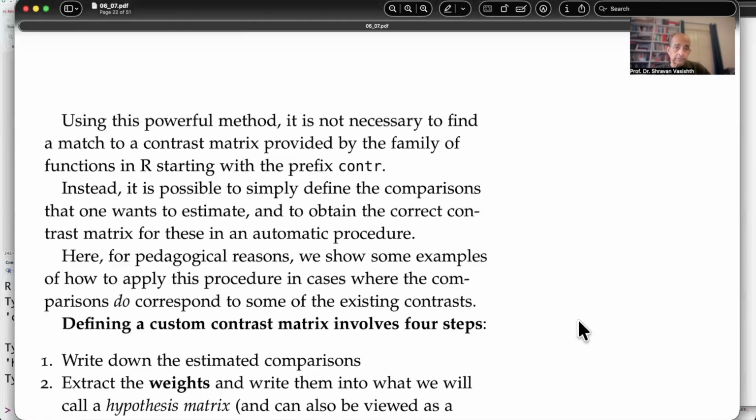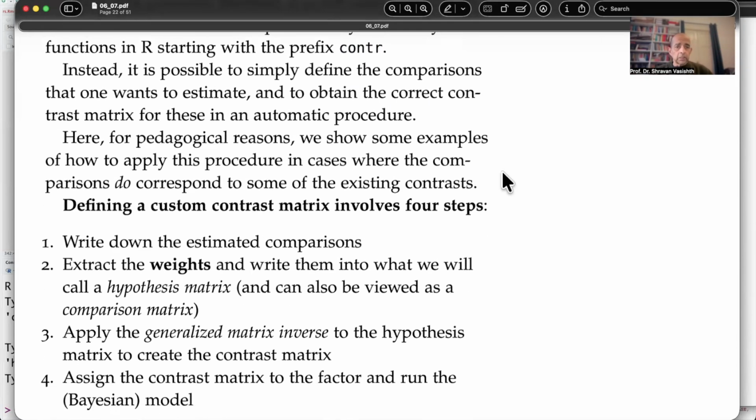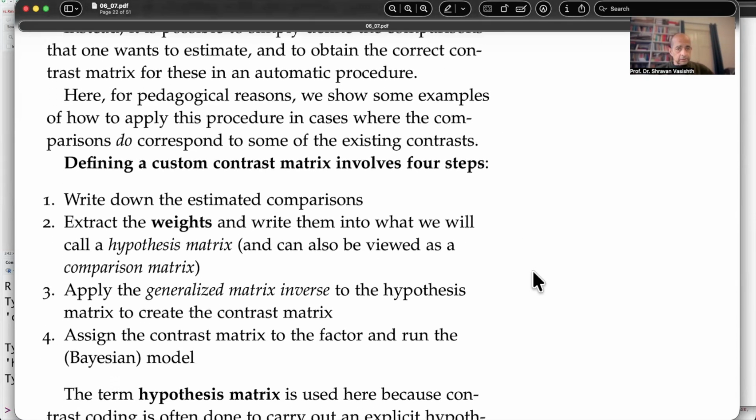All right, so the advantage of this is that we are no longer tied to the contr.sum, contr.treatment, etc. functions that are available in R. We just define our own contrasts. All right, so let's do this.